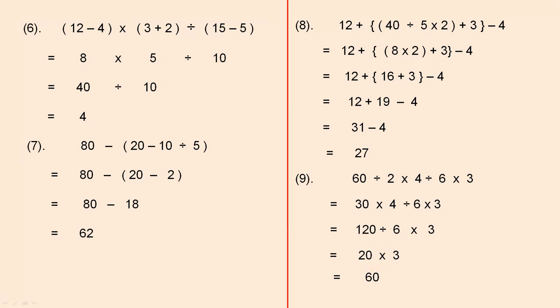So this video has introduced us to the very important topic of order of operations, and we've seen how the very important word BODMAS gives us a clue as to what operations to do first when we have more than one operation and we also have brackets.